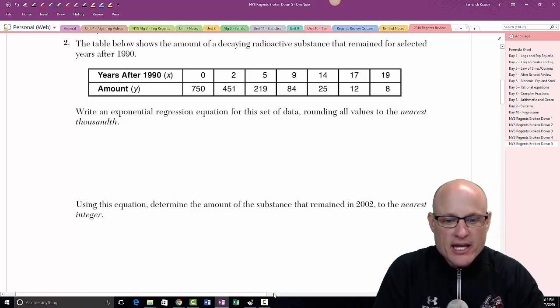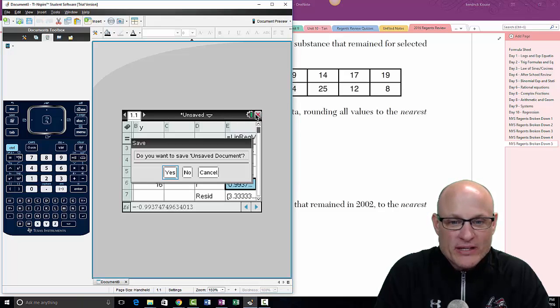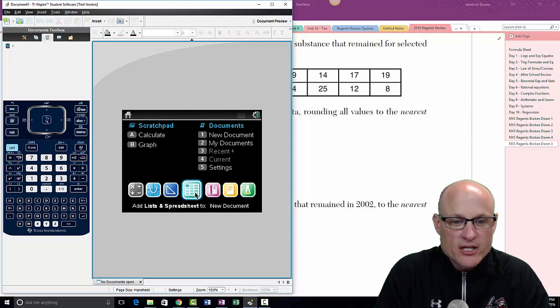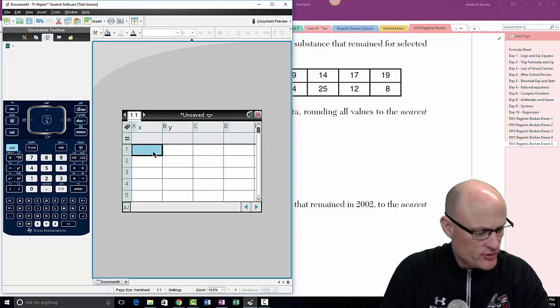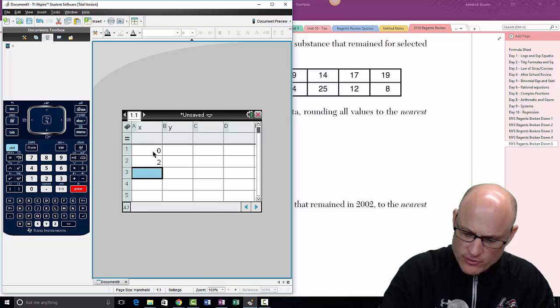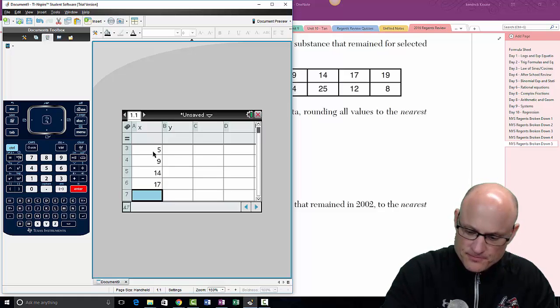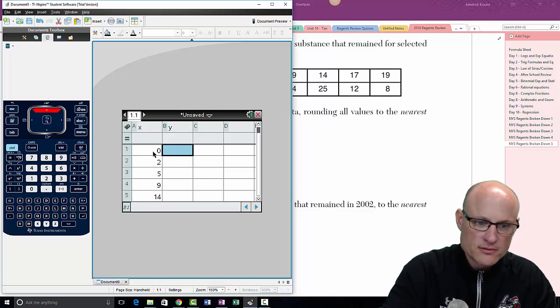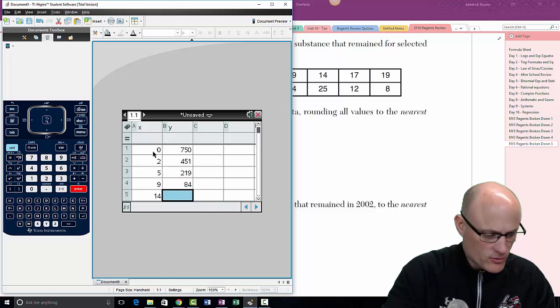So we're going to do this one, and we've got to get to our calculator. So come over. By the way, if there are any other tabs open, get rid of them. They will cause you nothing but grief. Make sure you're only on tab 1.1. We call this X. We call this Y. 0, 2, 0, 2, 5, 9, 14, 14, 17, 19. And then I'm going 750, 451, 219, 84, 25, 12, and 8.